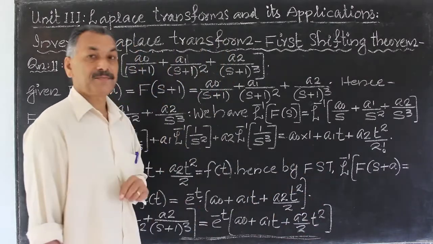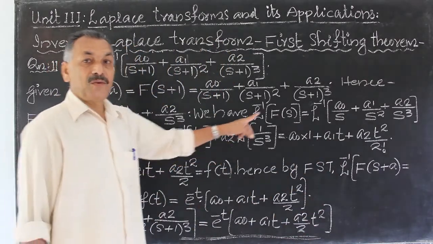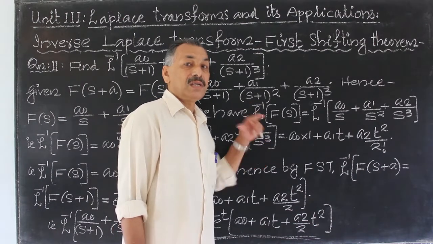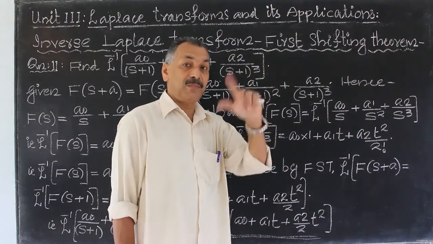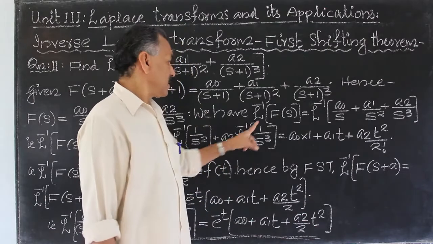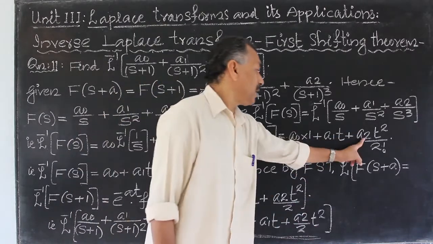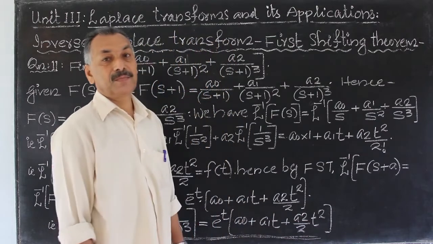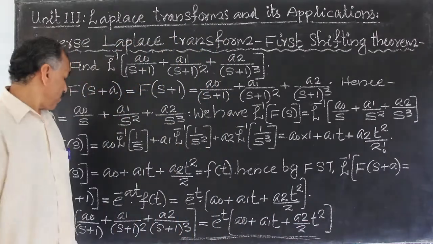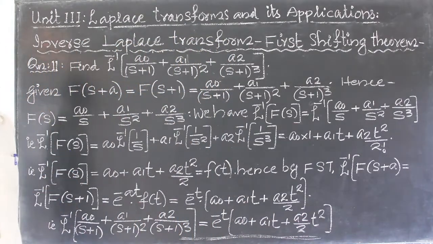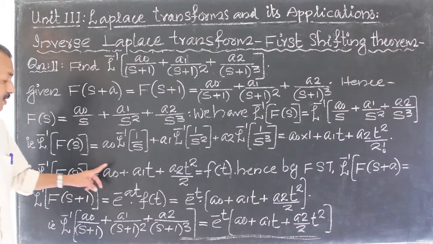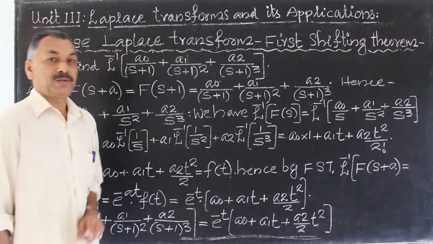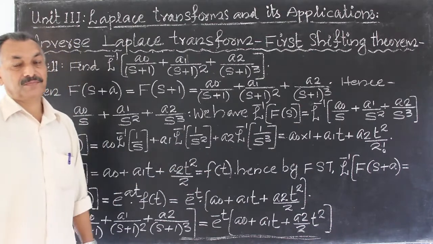a1 into t plus a2 into 1 divided by s raised to n. L inverse of 1 divided by s raised to n is equal to t raised to n minus 1 divided by n minus 1 factorial. That is, 1 divided by s cube is equal to a2 into t square by factorial. That is L inverse of f of s is equal to a0 plus a1t plus a2 t square by 2. That is equal to f of t.